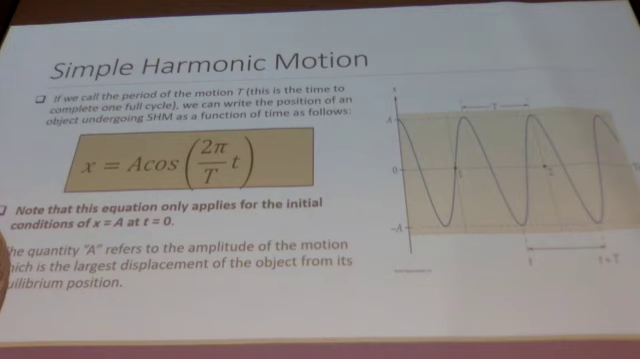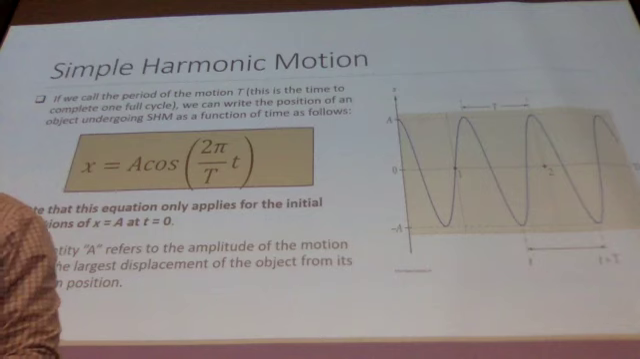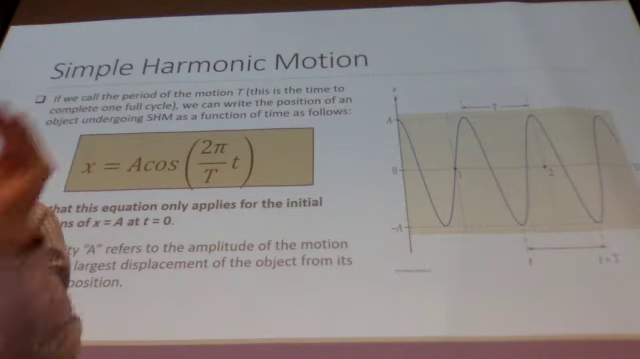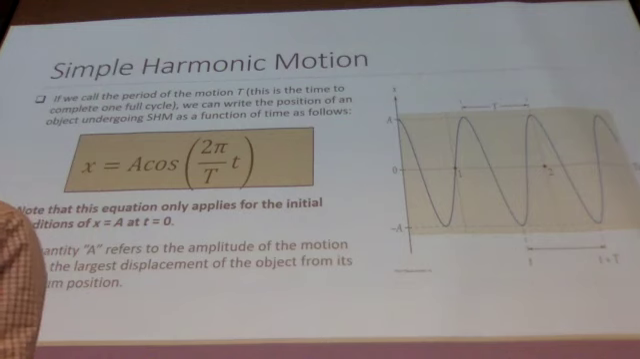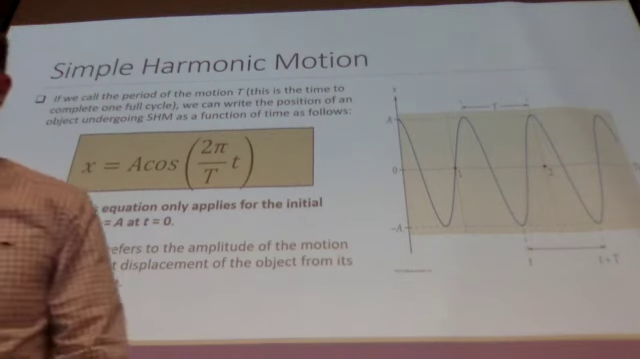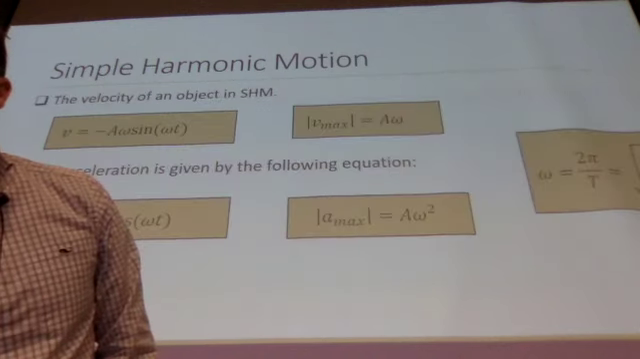But if it does start at A at time 0, this is the x as a function of t equation. Sometimes you'll see x with a small parenthesis t to say the position is a function of time. A is a constant, the amplitude, the maximum value. T, the uppercase T, is the period, the time to repeat the function, and that's about it.